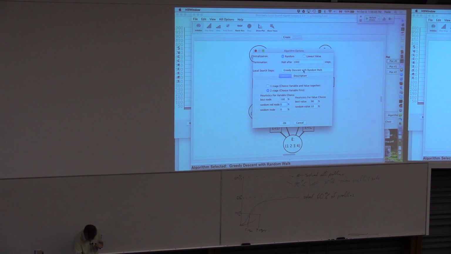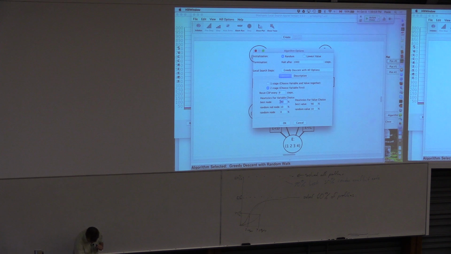What we're going to do is restart every 9 steps. We're going to choose 100% of the time the best one, and 100% of the time the best value. We're going to keep restarting it after every 9 steps. What's this going to do? What do you think this will do?